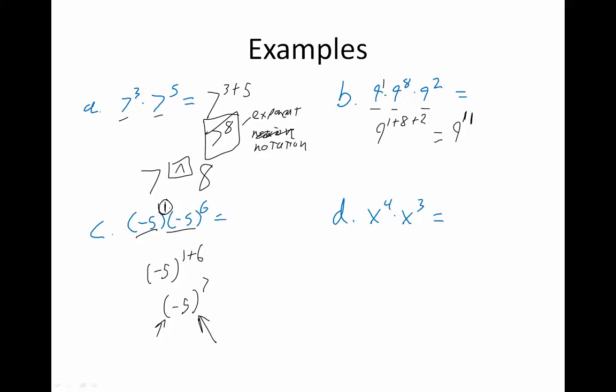Same base, add the exponents. Finally, x to the 4th times x to the 3rd is x to the 4 plus 3, which is x to the 7th power. So again, if the bases are the same, instead of writing this all out and doing it repeatedly, we can simply add the exponents.